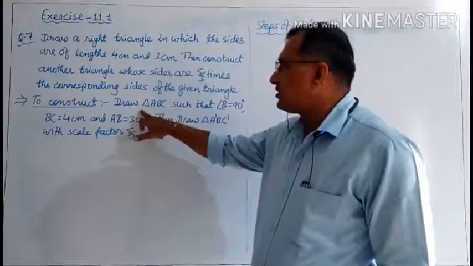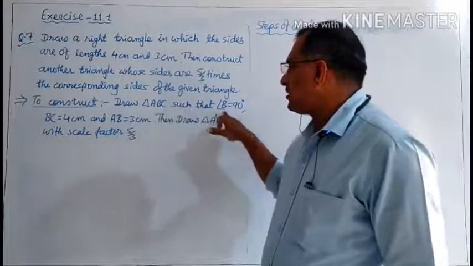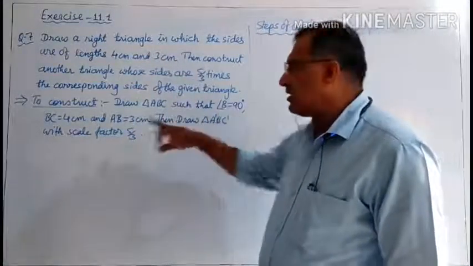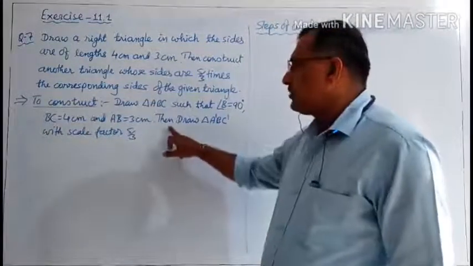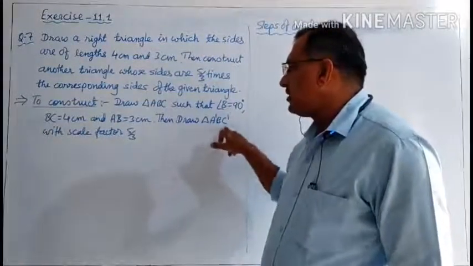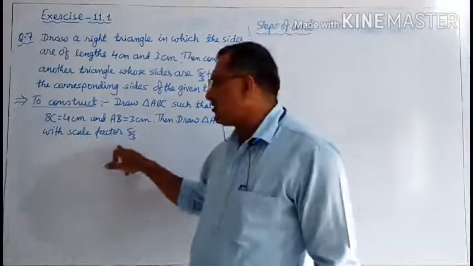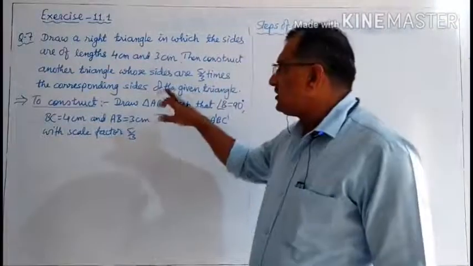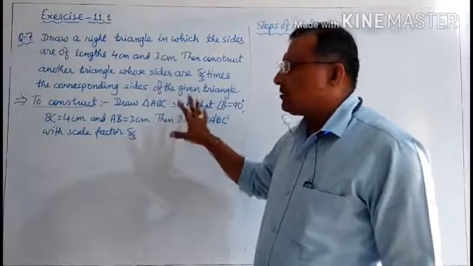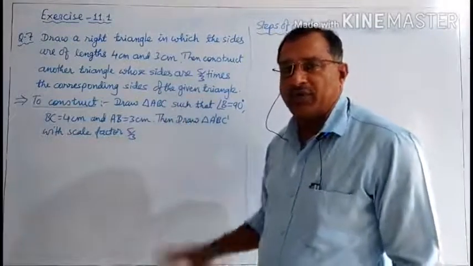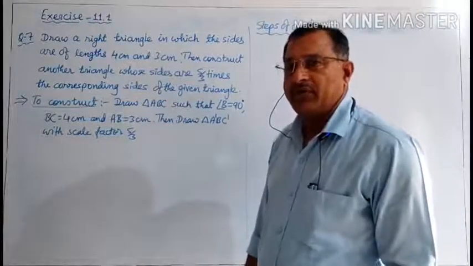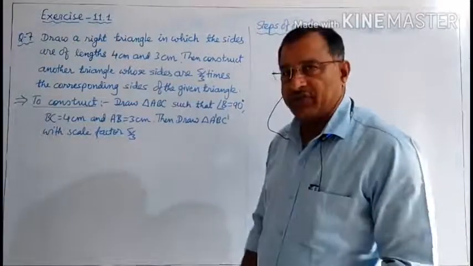First of all, we have to construct or draw triangle ABC, where the measures are angle B is a right angle, BC is 4 centimeter and AB is 3 centimeter. Now we have to construct a triangle A dash B C dash with the scale factor 5 by 3. That means the given triangle is having the three parts, then the triangle we are going to construct will be 5 times of the sides of the given triangle. So the scale factor is 5 by 3.